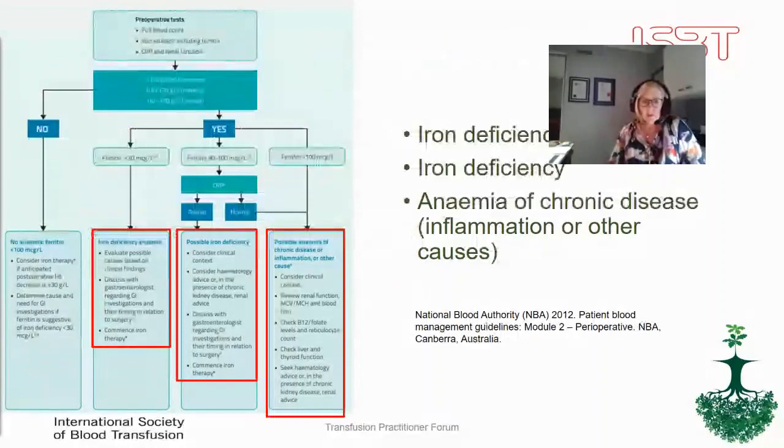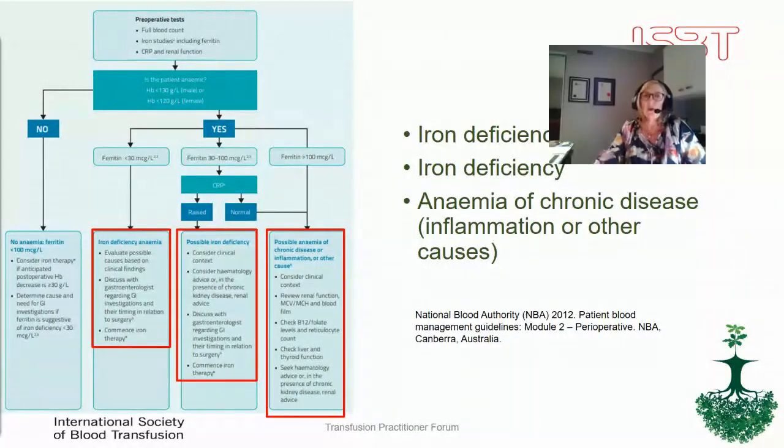Thanks, Jana. The commonest cause of anaemia is iron deficiency, and iron deficiency and iron deficiency anaemia have a significant impact on health and well-being. This template that you can see here is from the Australian Patient Blood Management Guidelines for perioperative management of anaemia. It shows the different types of anaemia and the suggested management for each of them.